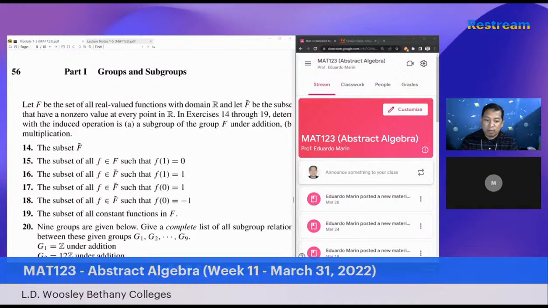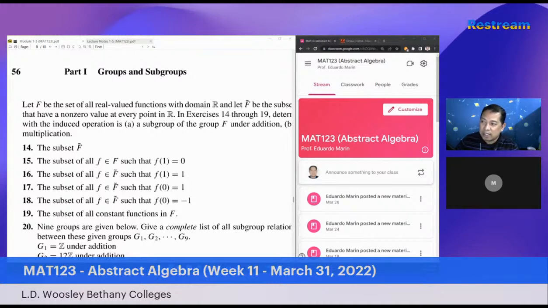After take home, number 14, it's a no for addition, yes for multiplication, because it's a non-zero value for every point of R. That's the definition of F tilde. However, for a subset of all f, element of F, such that f of 1 is equal to 0, there is a zero element existing. Therefore, for number 15, it's a yes for addition, but no for multiplication.